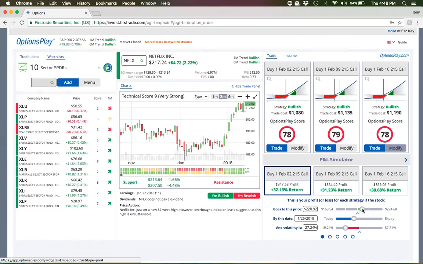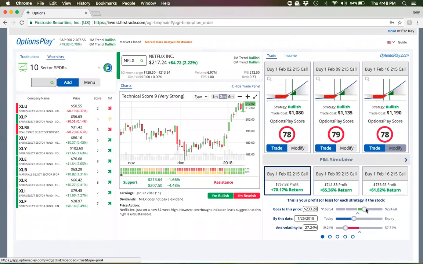Meaning the stock needs to move higher. Let's say what happens if it moves up to 230. If I bought the short-dated February 2nd call, I'd make a 46% return versus 39% versus 38%. So not a huge difference, but you're starting to see a slight difference in return depending on which expiration you choose. Now, you can do this for other strategies too. Even if there's no earnings coming up, you can still use this tool to compare different expirations and different strike prices. I'm just using this as an example.